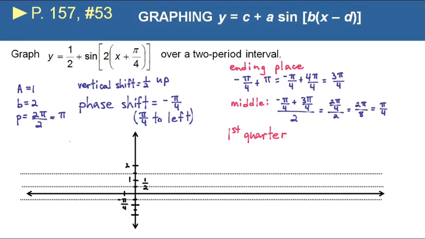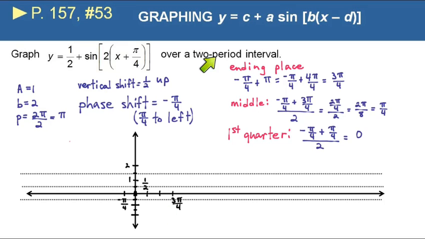The first quarter is going to be the starting place plus the middle, all divided by 2. So, of course, the start plus the middle adds up to 0, so the first quarter mark goes at 0. So once I get that first quarter mark, then I can do middle, third quarter, and end with no trouble. And the ending place is at 3 pi over 4.